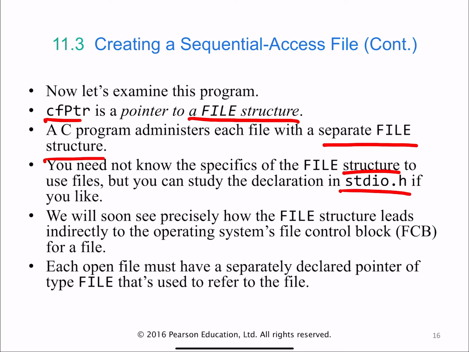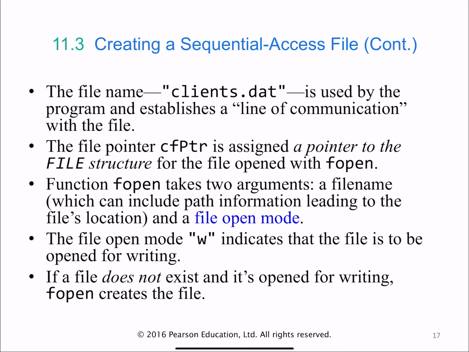Some of the data in the file structure is used in the file control block, the FCB, that the operating system uses. Now, in our case, the file name was, I think, client.txt in the code. Over here, it refers to the same file as client.dat. Doesn't really matter what you call it, so that's perfectly fine. You can give it any name.